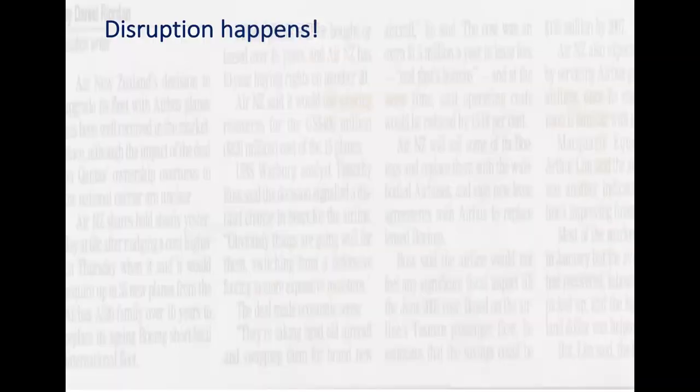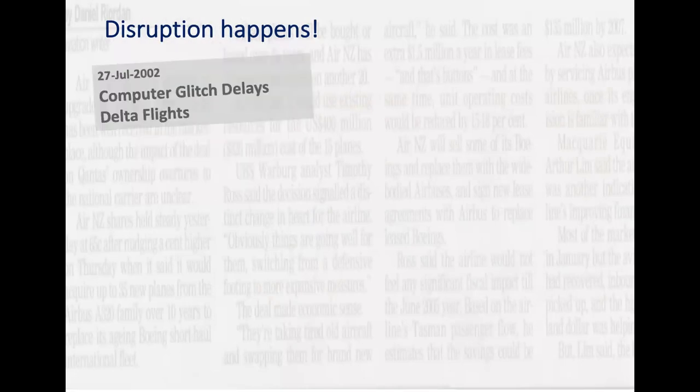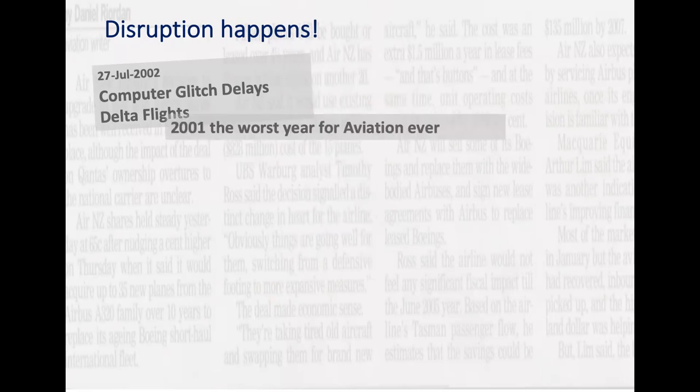So here's some examples that are very easy to find, plenty of examples. Most of these are quite old, but it really doesn't matter. Computer glitch delays Delta flights. And it's very easy to find examples. 2000, worst year for aviation ever. Clearly that was a major year.